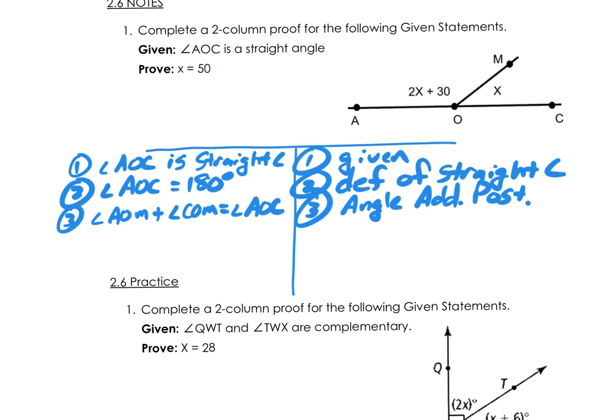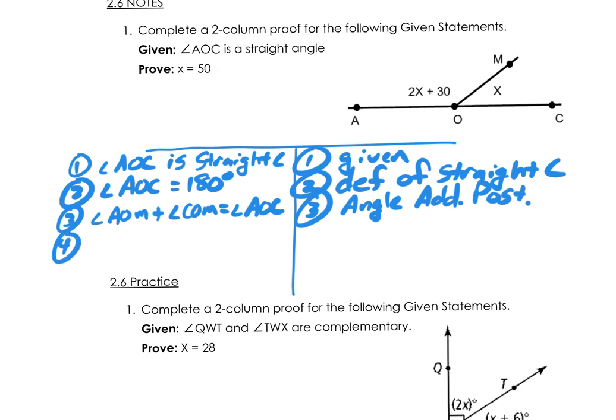Okay, once I have this statement written out, do I know what AOM really is? Look at the picture. Do I know what's the expression for AOM? 2x plus 30, right? It's labeled right here. Do I know what COM is? X, right? Do I know what AOC is? It's not labeled on the picture, but guess what? Step 2, we know it, right? So do I know all 3 of those? What they are equivalent to?